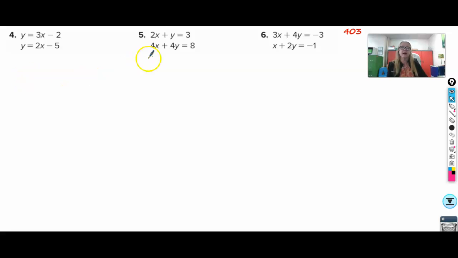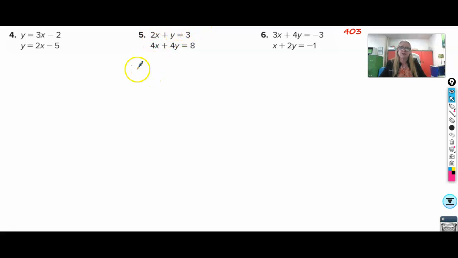Now I'm going to start with number 5 because I notice here neither one of these is solved for y. So my first objective is going to be to solve one of them for y or x, as long as you can solve it for one variable or the other. For this one, I always want to zero in on the variable that does not have a coefficient. Okay, it's easier to isolate that one because you don't have that extra step of dividing everything by a certain number.